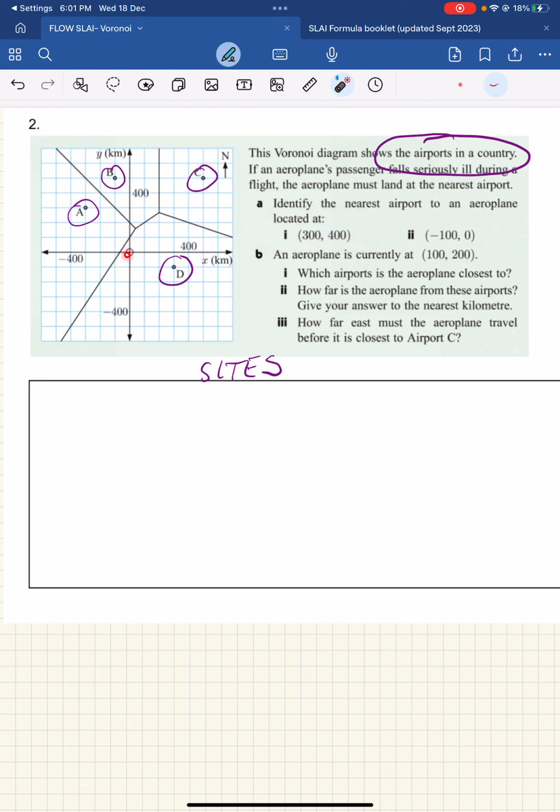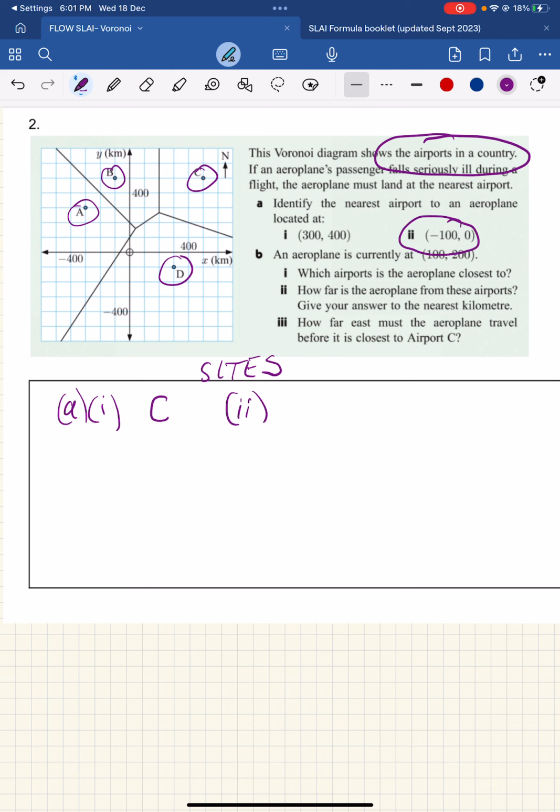300, 400 is 1, 2, 3, 1, 2, 3, 4. You can see that this is in this particular cell, so it's closest to site C. So that's all it's asking for part A. So A, part 1, C, airport. And now part 2.